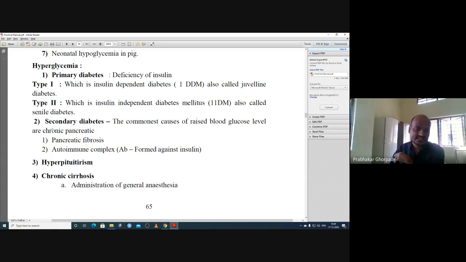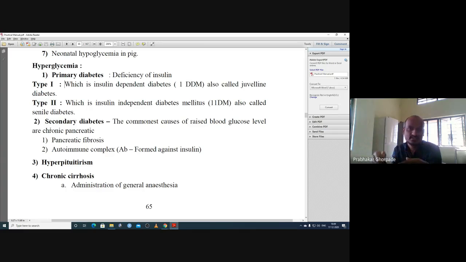Next we have secondary diabetes. This is the commonest cause of raised blood glucose, and chronic pancreatitis. So if a person or animal has chronic pancreatic fibrosis or an autoimmune complex, that is, antibody formed against insulin. The pancreas is getting fibrous, and in that case the insulin cannot be secreted properly, or there is an autoimmune complex.